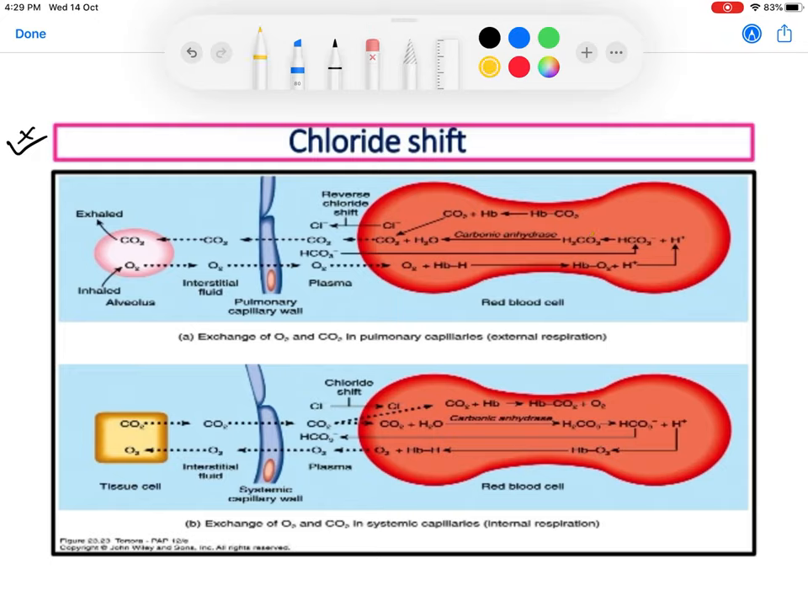Now what we are supposed to remember is that whenever HCO3 is getting in to compensate the pH, chloride from inside is getting out. Ready? And at the tissue level, when HCO3 is moving out of the cell, chloride is shifting into the RBC. So with reference to the RBC, I repeat, when chloride is entering the RBC, it is called chloride shift. And when it is moving out of the RBC, it is reverse chloride shift. This mechanism is important to maintain pH during the transportation of gases.